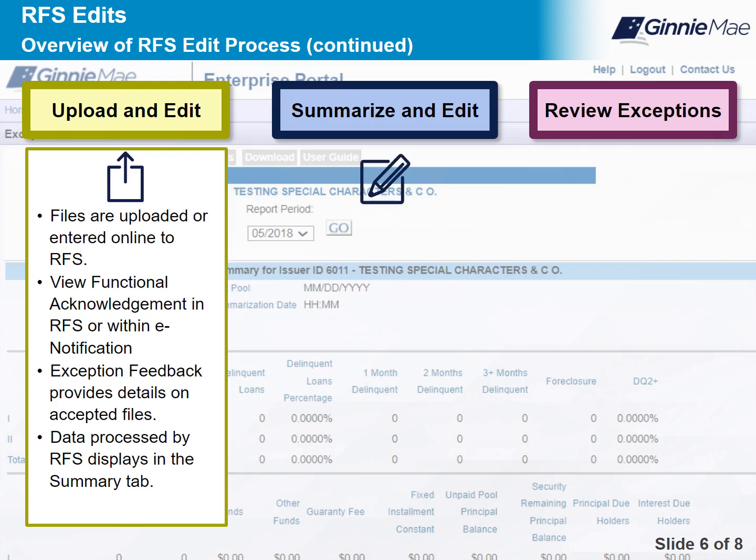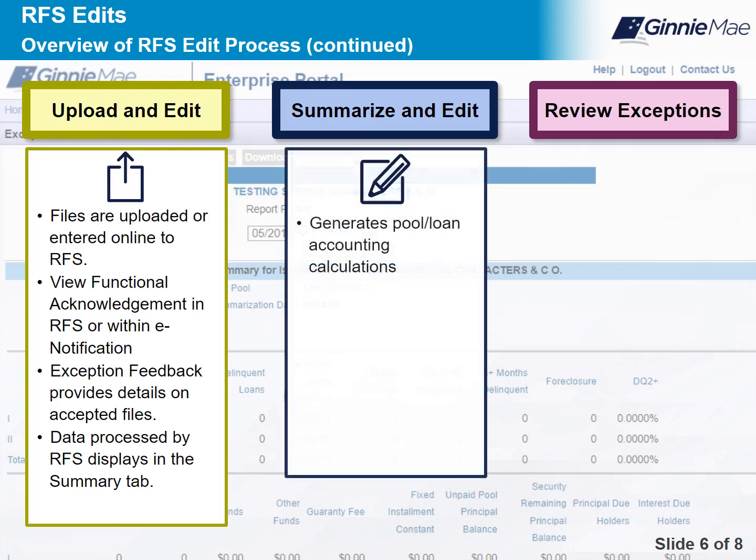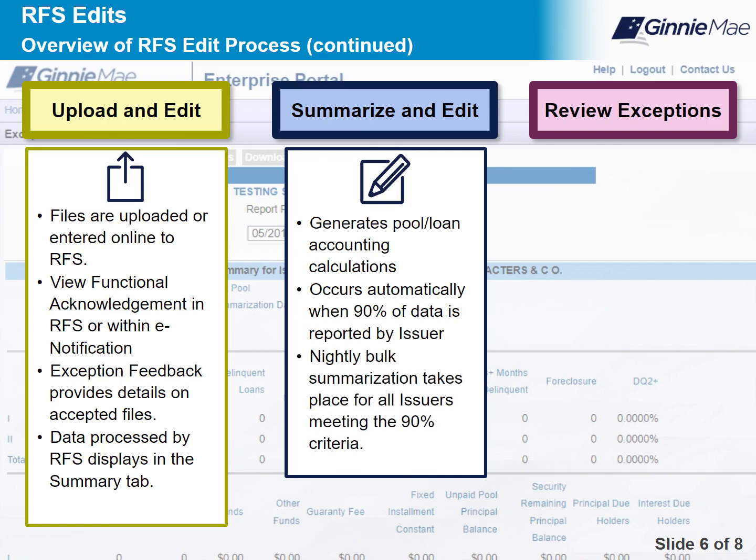In Step 2, the summarization process generates the pool and loan accounting calculations. Summarization will occur automatically when the issuer has reported 90% of pool and loan data. Nightly bulk summarization takes place for all issuers meeting the 90% criteria to include any data manually entered online in RFS. If 90% of the data is not accepted, the summarization process was not completed, and the summary screen will not display correct values.